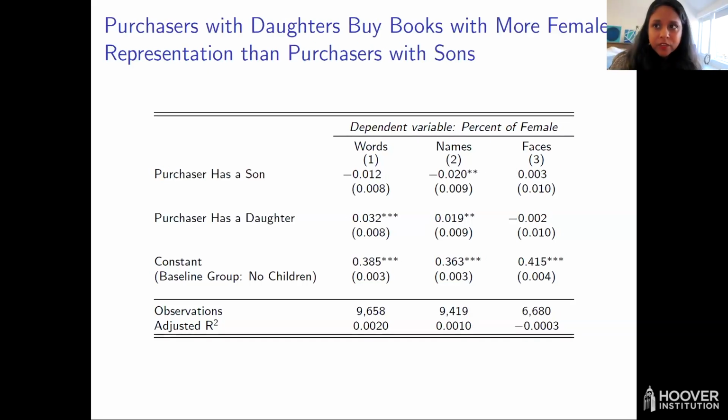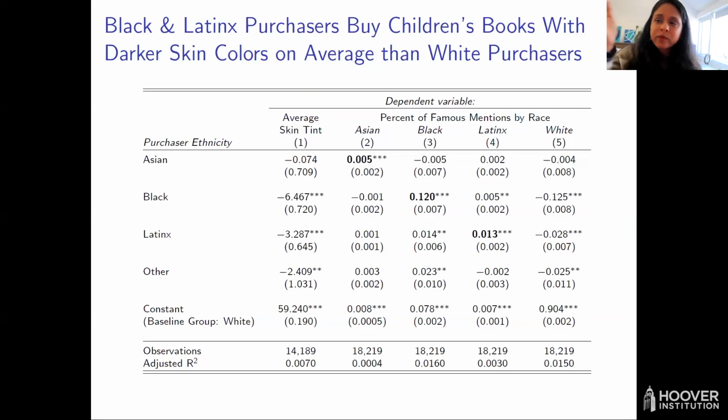But it could also be utility from homophily, right? So when we look at even just purchaser ethnicity, we see that people who are Black or Latina are more likely to purchase books where the average skin tint is a bit darker. And similarly, when we look at the percent of famous mentions by race, people are just more likely to purchase books that match them. But again, I'm glad you put this table up.